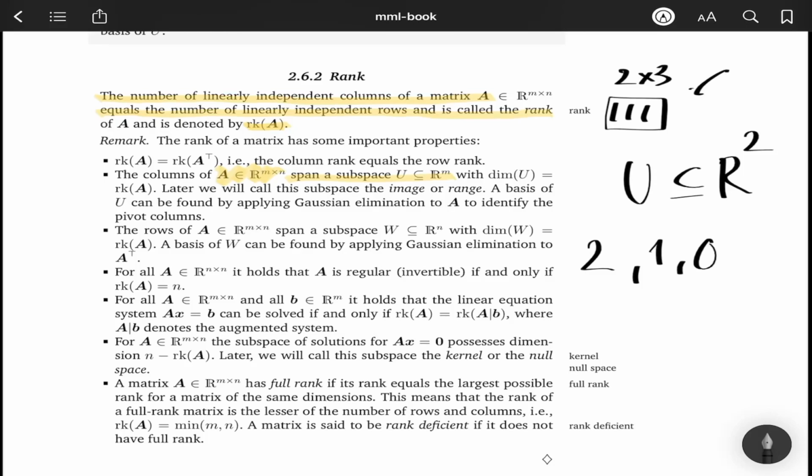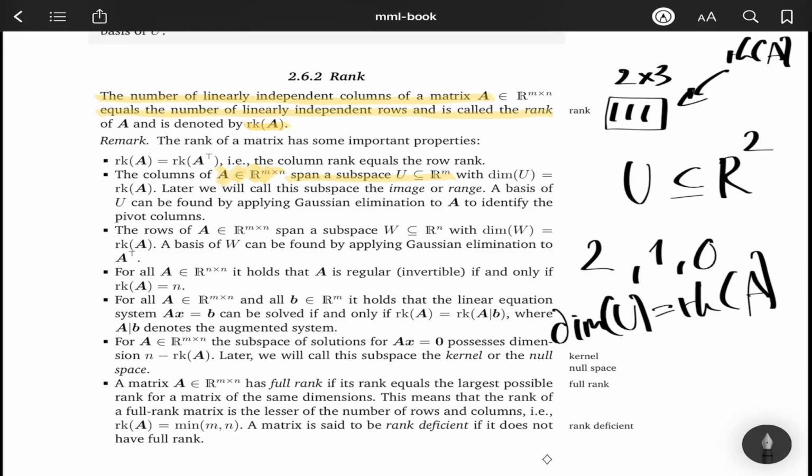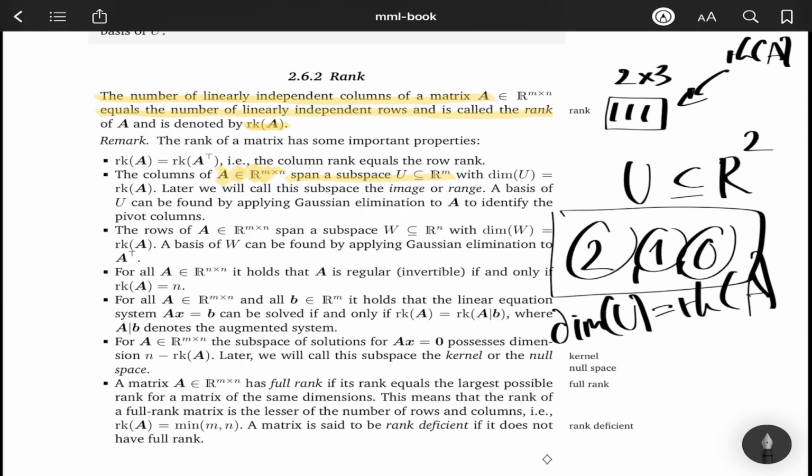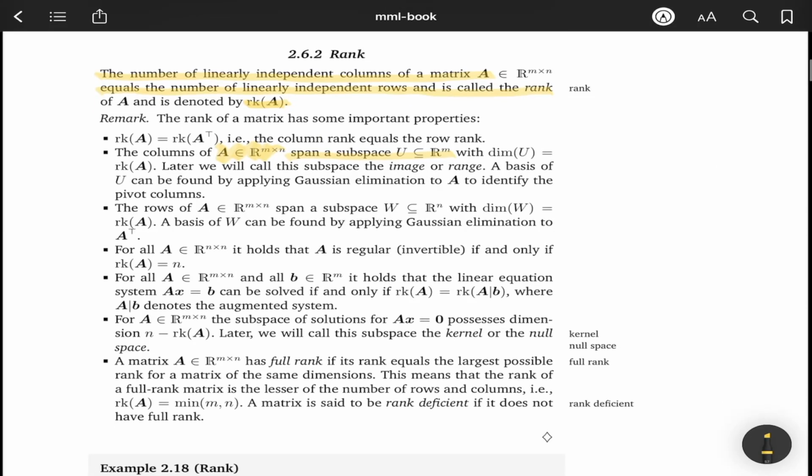So if we calculate the rank of A, then we know that the dimension of U has to be exactly the rank of A. So maybe it's 2, maybe it's 1, maybe it's 0. But before calculating the rank, we don't know. We don't know this number. Okay, let's continue. The rows of A span a subspace W, basically the same thing, just in this case A transpose.